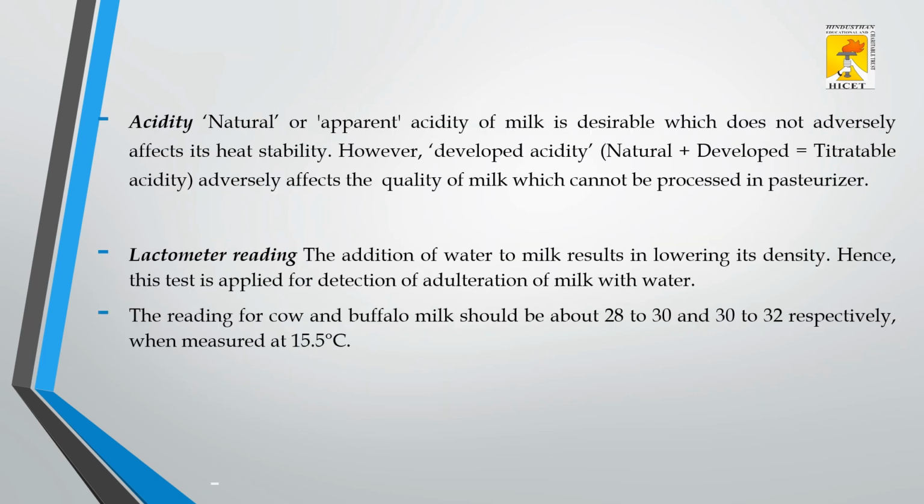And acidity and lactometer reading: as I told, if we add water to the milk, the density of the milk gets reduced and it indicates adulteration of milk with water. Usually the reading for cow and buffalo milk should be 28 to 30 and 30 to 32 respectively. That can be measured at 15.5 degrees Celsius.